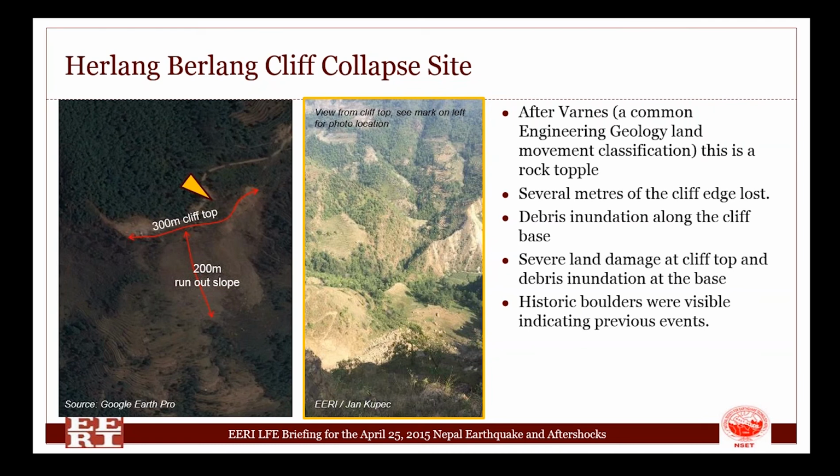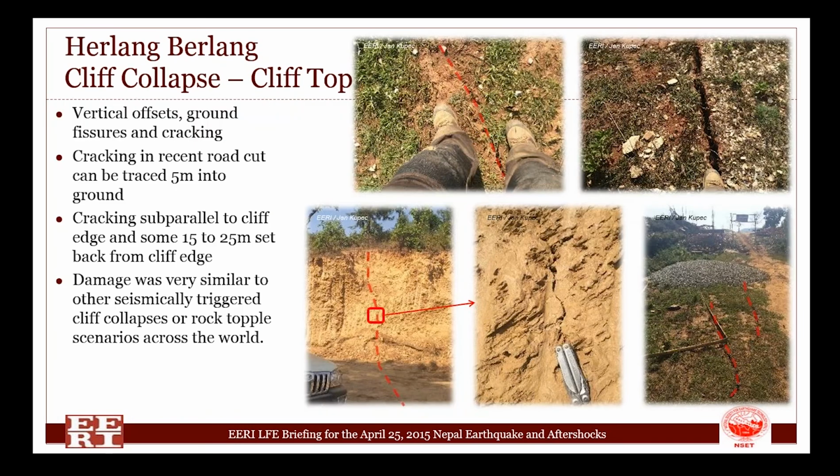What was noticeable was that this one, according to Vance, was actually a rock topple area, which is a common engineering geology classification. There were several meters of cliff edge lost, and the debris inundated part of the steep terrain at the base. We also saw historic boulders at the far bottom, and I'm going to be talking more about this in the next couple of slides.